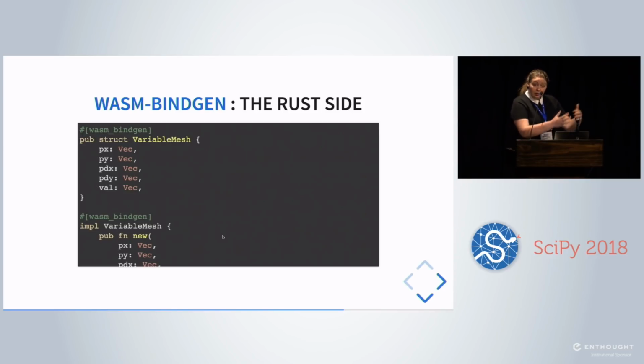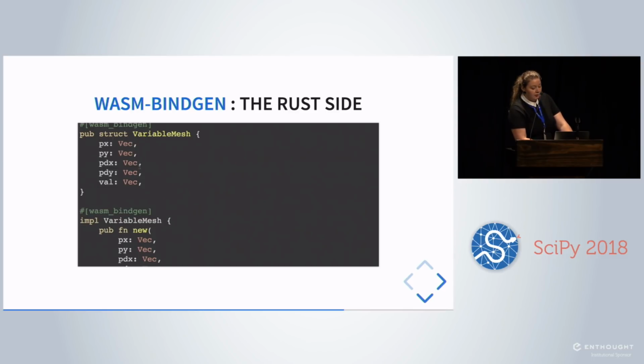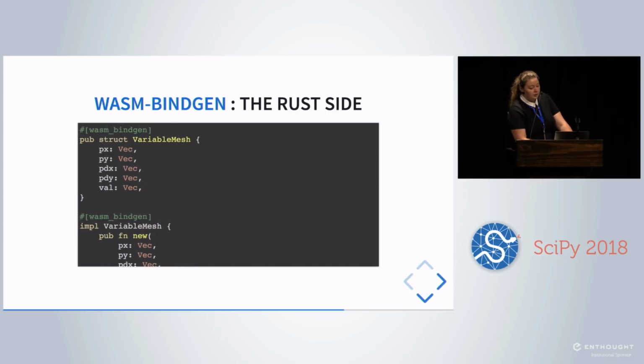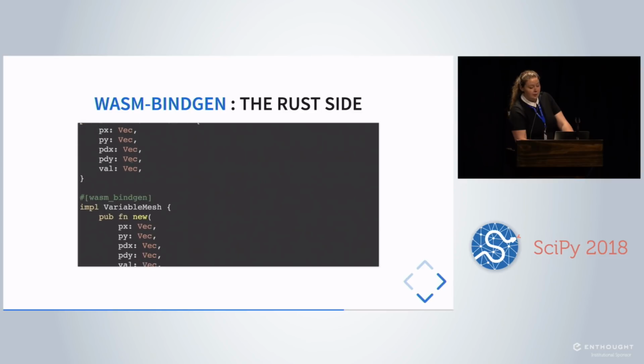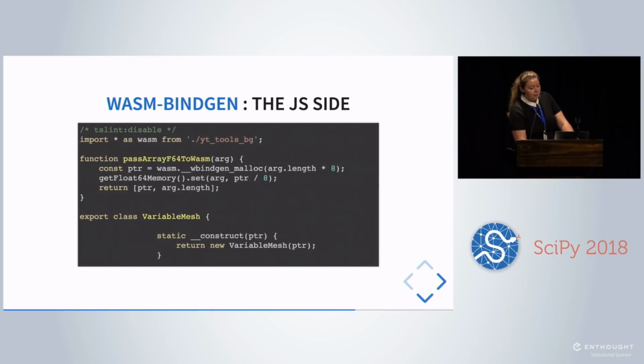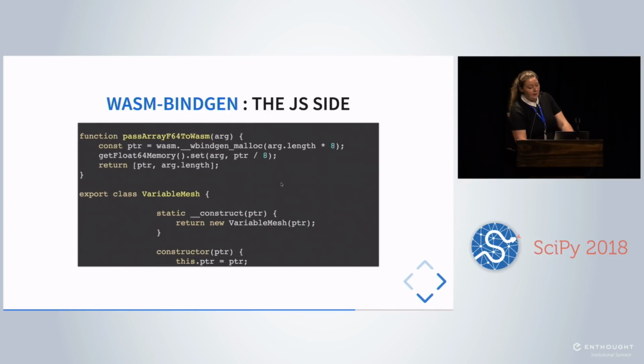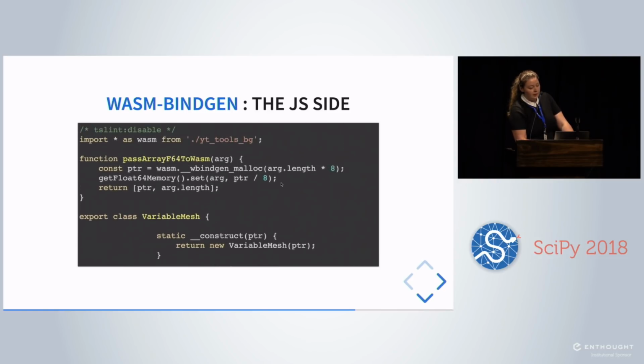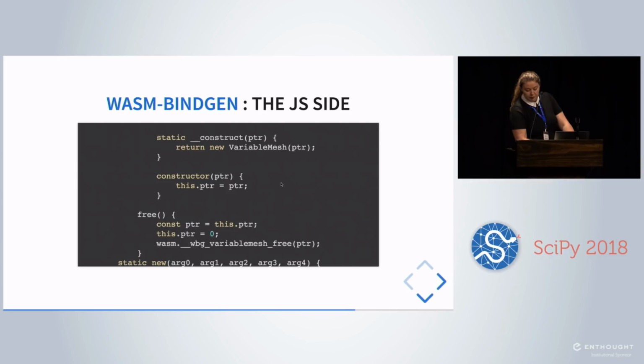To create our functions in WebAssembly, we can annotate our functions, this is in Rust, with this wasm-bindgen. This is saying we want to make these functions available to JavaScript from WebAssembly. Then when we compile that, we get an automatically created JavaScript file, and this is what that data structure is going to look like when exposed from JavaScript.